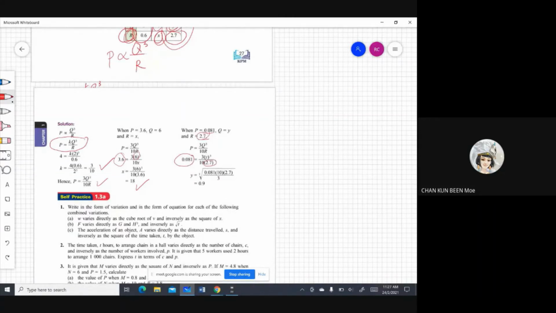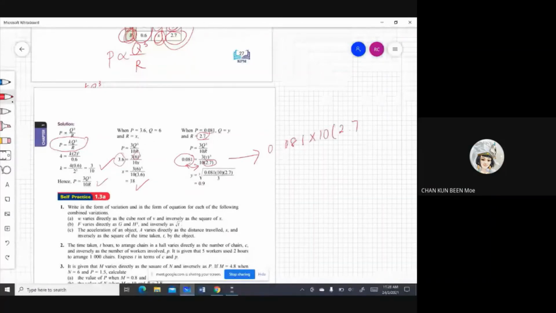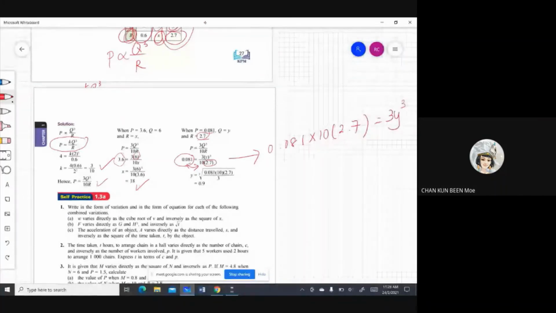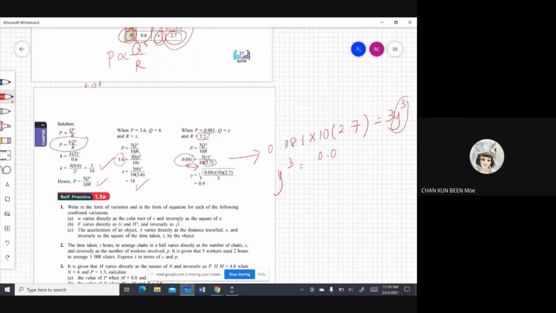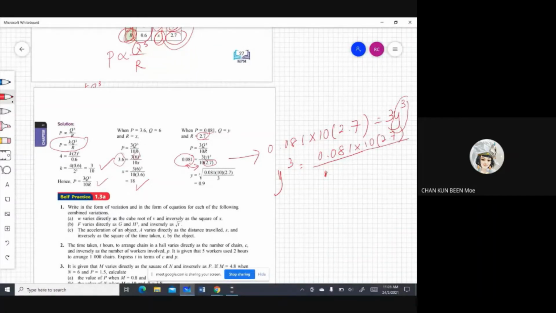Okay, calculate it. How to calculate? You are going to move this 0.081 times 10 times 2.7. If you understand the algebraic formula that you have learned before, 0.081 times 10 times 2.7 equals 3Y cubed. So you want to get this. Y cubed is equal to 0.081 times 10 times 2.7 over 3.